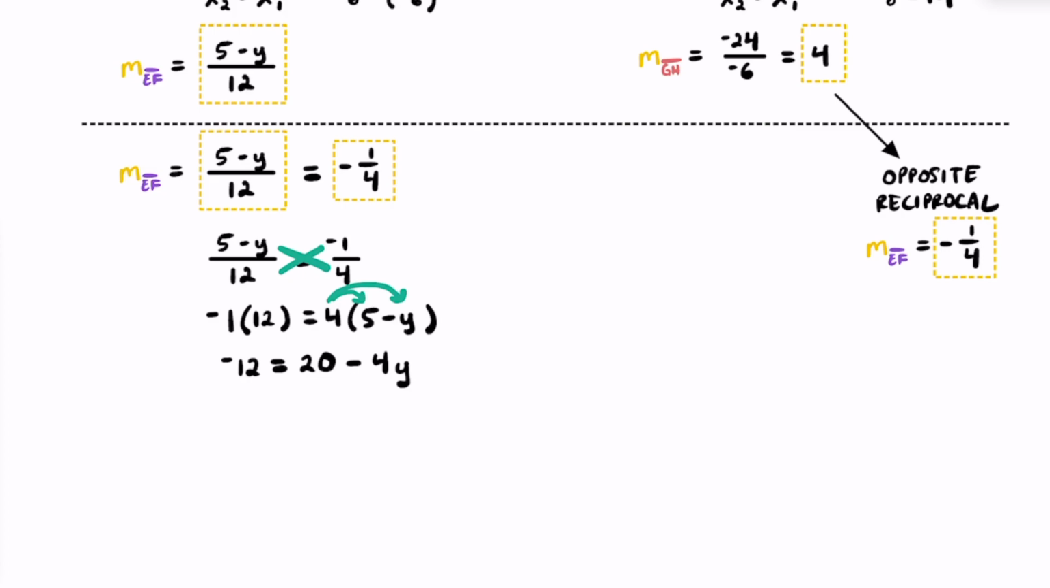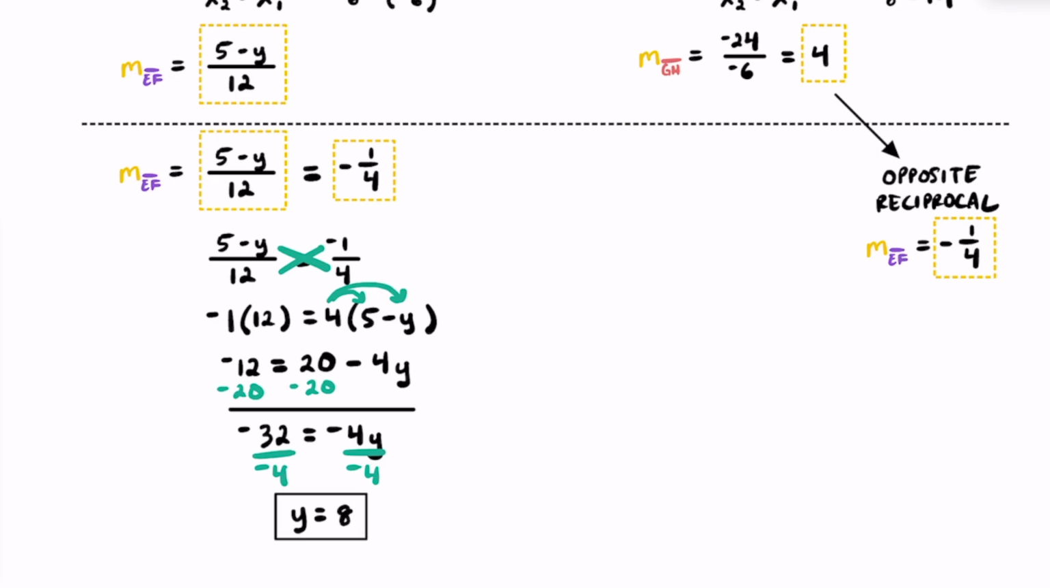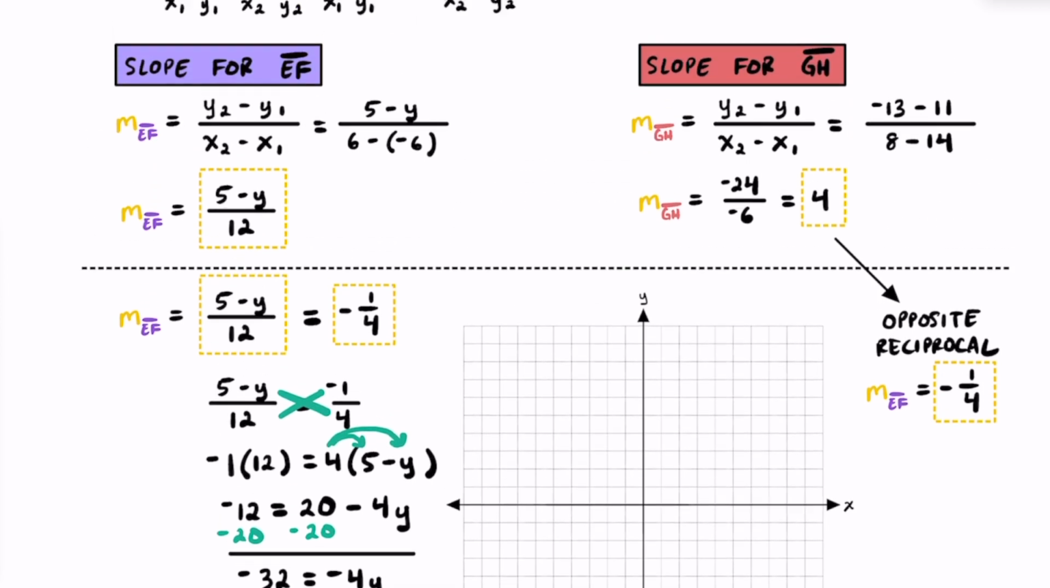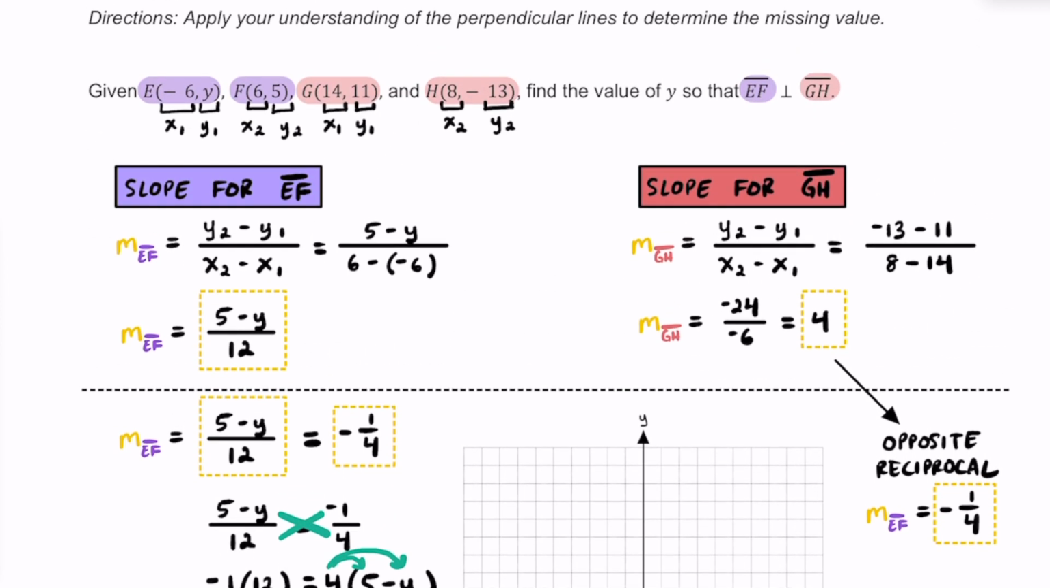At this point, we just have a two-step equation. So we can take away 20 from both sides, and we're going to get -32 on the left side is equal to this -4y on the right side. And then we can divide both sides by -4 to find out that y is going to be equal to 8. This would have to be the value for y so that line EF would be perpendicular to line GH. So if we're saying that y is equal to 8, we can go back and say that that is what this value is right over here. That's going to be on point E.